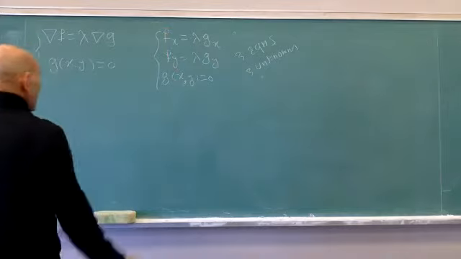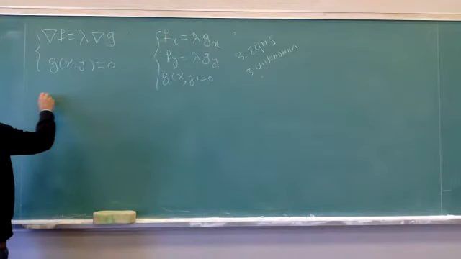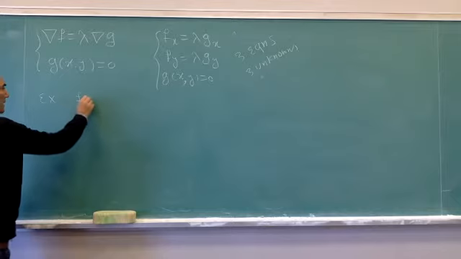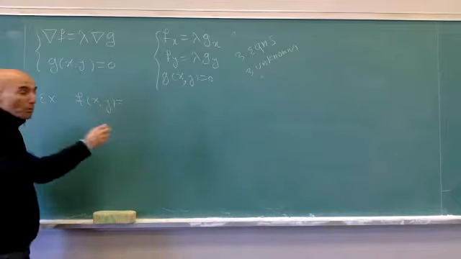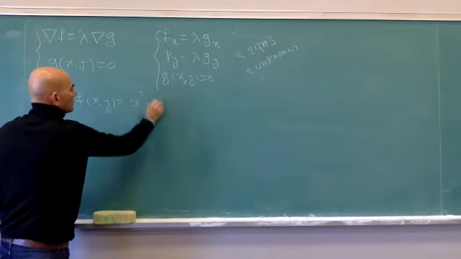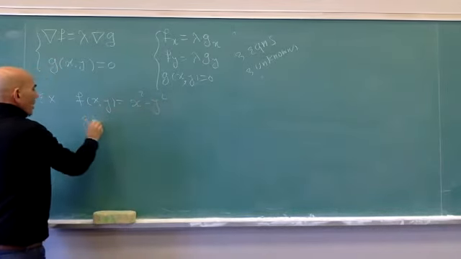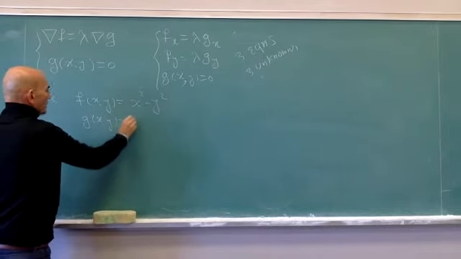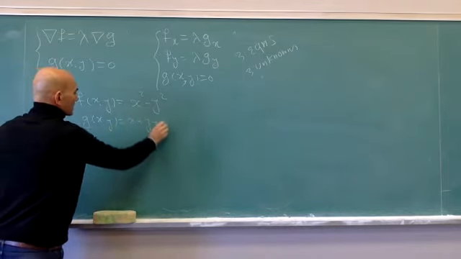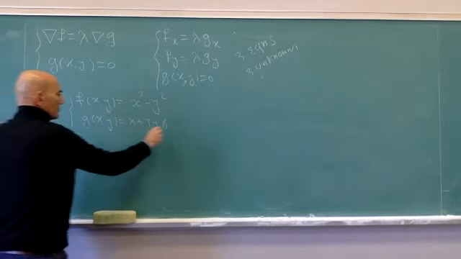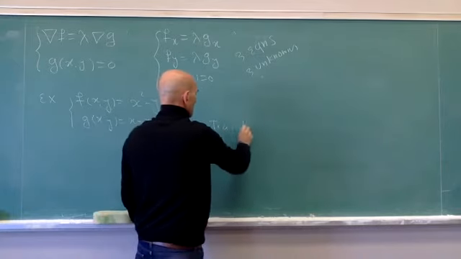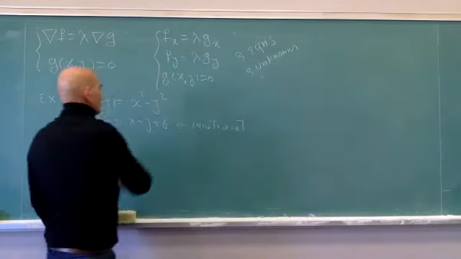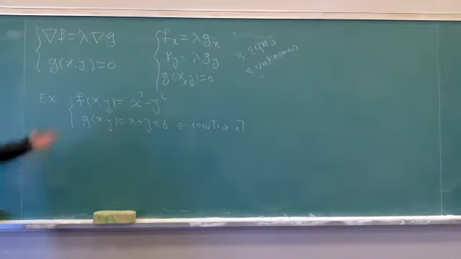So now let's go back to solve our problem. Remember, we had f of x and y equal to x squared minus y squared for our original problem, and g of x and y was x plus y plus 6. So this was the constraint, and this is our function we want to optimize. Okay, so let's see if we can now solve this problem using this condition.